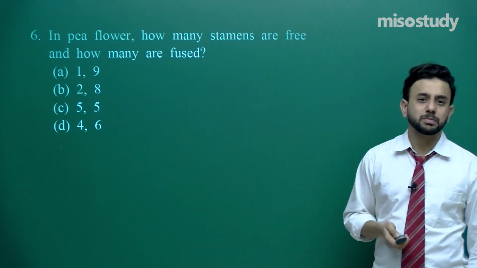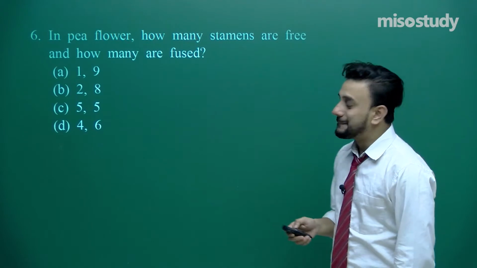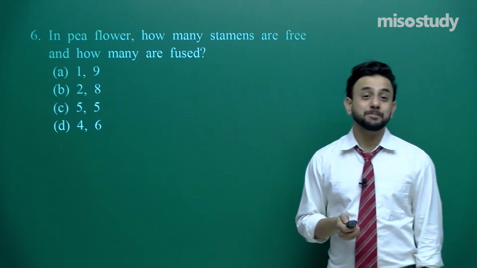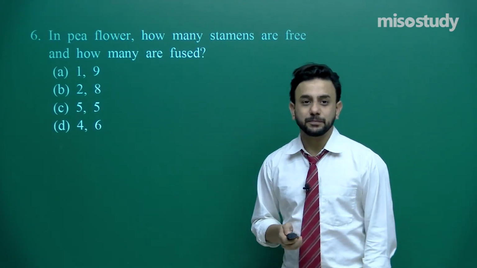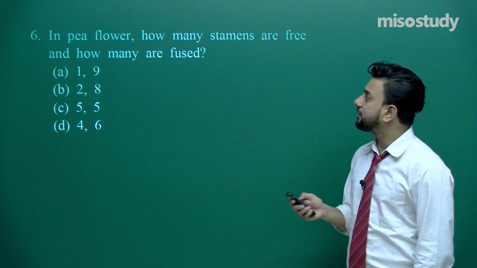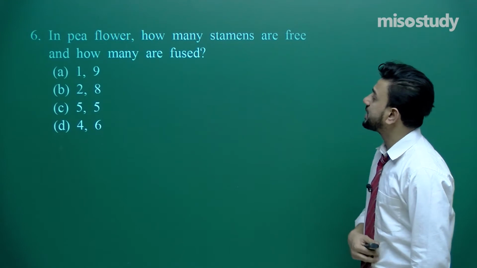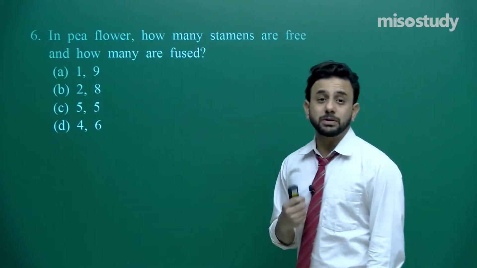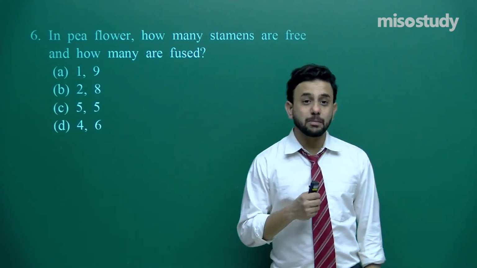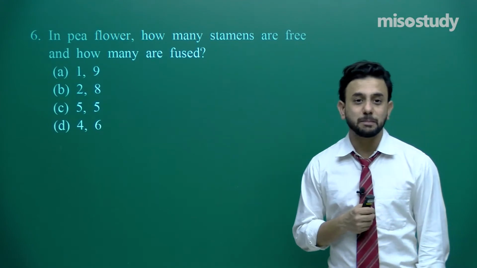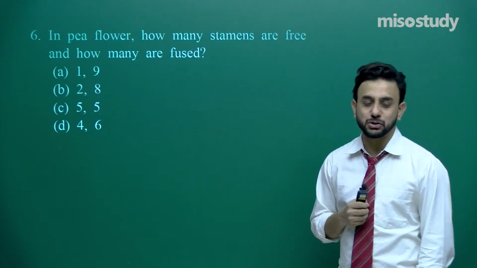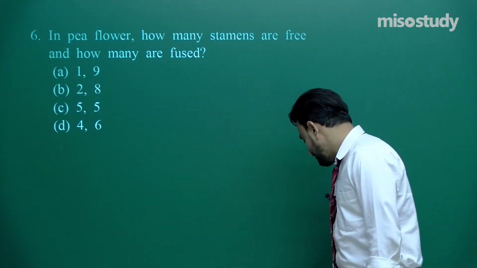Why should we bother about the pea flower first of all? I know we are not bothered about the pea flower, but when it comes to entrance exam, we have to be bothered because this will fetch us a seat. First of all, when we see a question on pea flower, how many stamens are free and how many are fused, what should you do? Leave the pen, leave the exam hall and go out to the garden and see whether you find a pea plant, so that you can see the number of stamens and count them? Not at all. Don't dare do that.